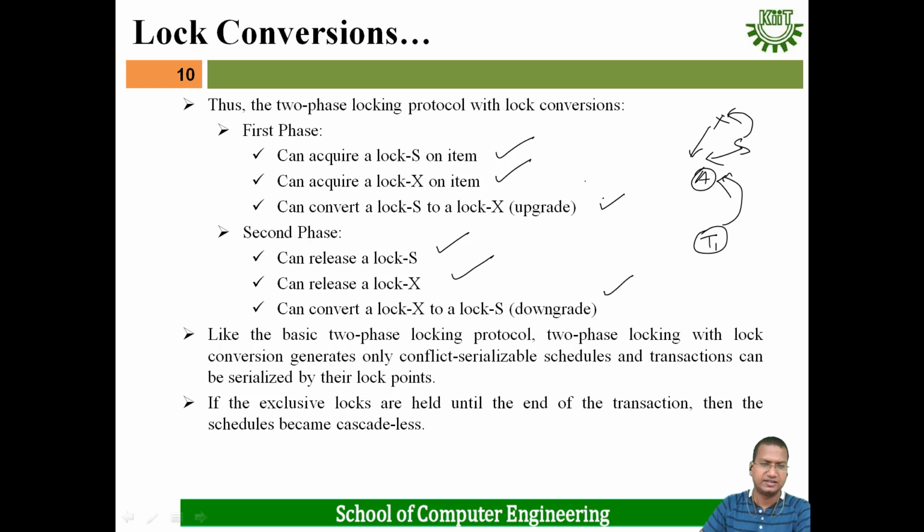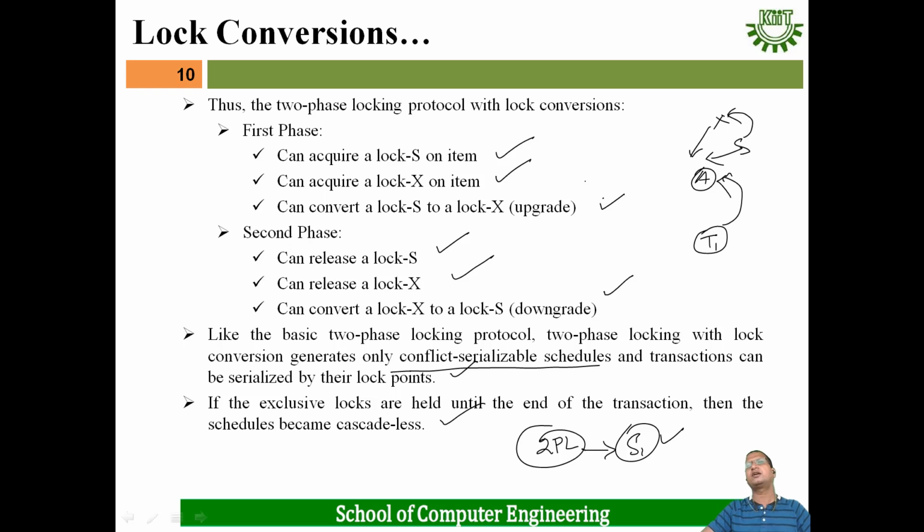That means downgrade. Like the basic two-phase locking protocol, two-phase locking with lock conversion generates only conflict serializable schedules, and transactions can be serialized by their lock points. If the exclusive locks are held until the end of the transaction, then the schedules become cascadeless. That means whenever the two-phase locking protocol is applied on any schedule, by default the schedule will be conflict serializable, and we get the serializability order of the schedule from the lock points.